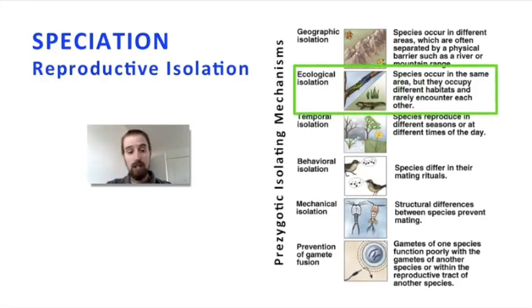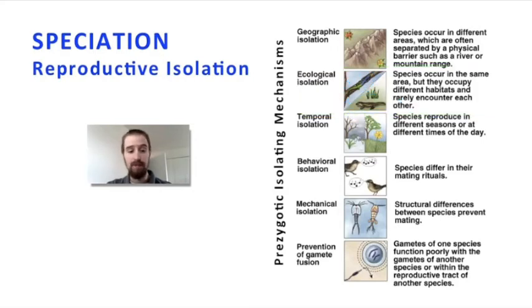Ecological isolation is when species occur in the same area, but they occupy different habitats or niches and rarely encounter each other as a result. For example, lizards living in the same area, some lizards living in the trees and some living on the ground. Lizards living in trees would rarely if ever encounter a lizard living on the ground, and consequently, these lizards would never interbreed.